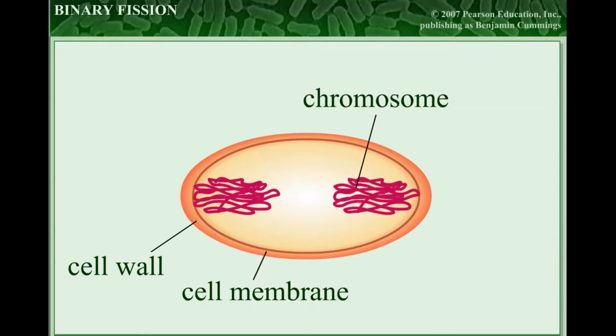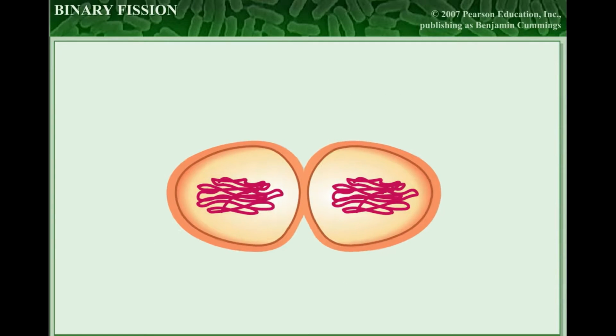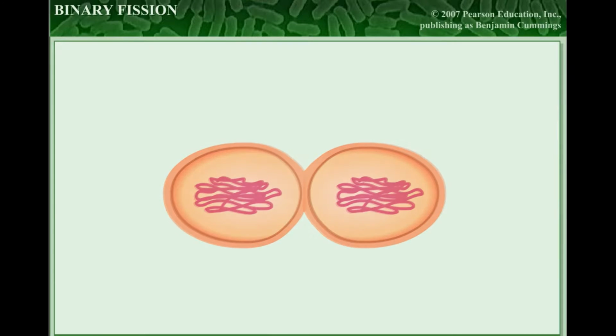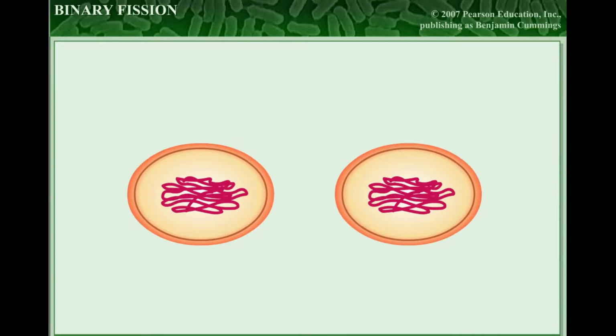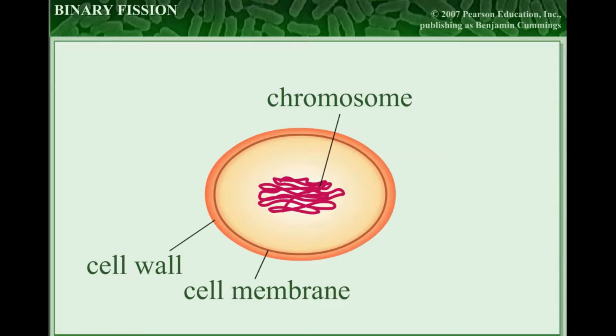Since the chromosomes are attached to different locations on the cell membrane, they separate from one another. Third, the bacterium pinches off at the center and forms a septum, a separating wall between the two compartments of the cell. Finally, the cell splits into two new daughter cells. These daughter cells are fully mature bacteria that can grow and, if conditions are right, continue the binary fission process.